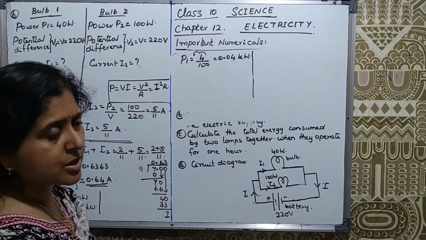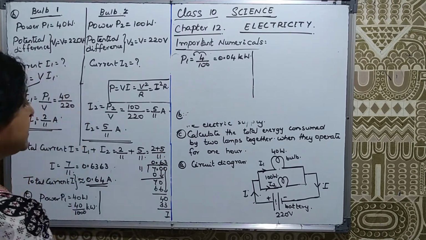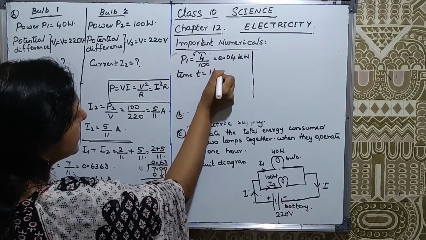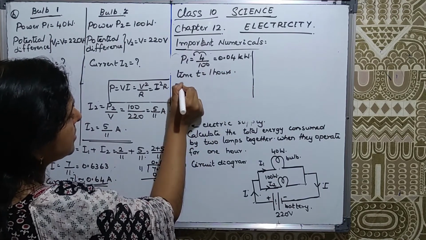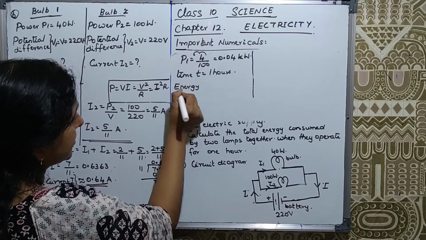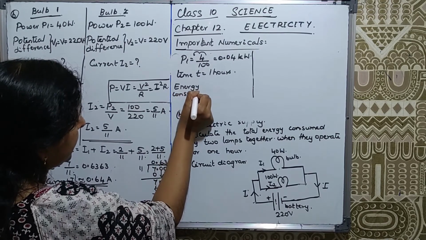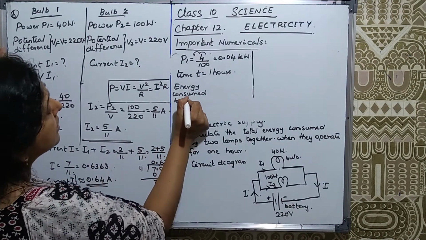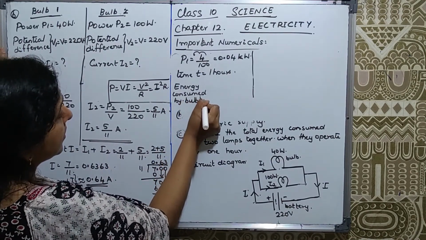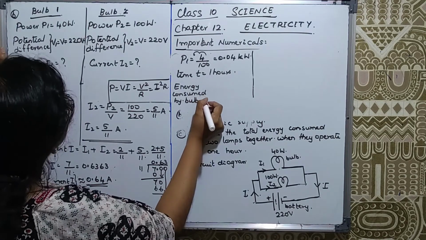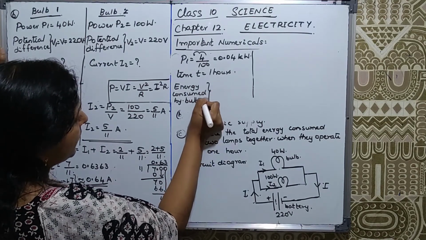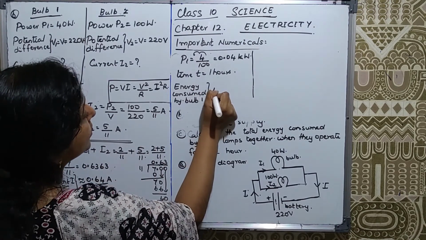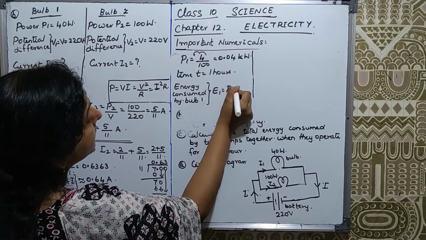Now we change into kilowatt because you need the energy consumed. We'll write it in kilowatt hour. Time taken was 1 hour. Time t equal to 1 hour. So energy consumed E1, energy consumed by which thing? By one bulb, bulb B1. Energy consumed by bulb 1 will be E1 equal to power into time.